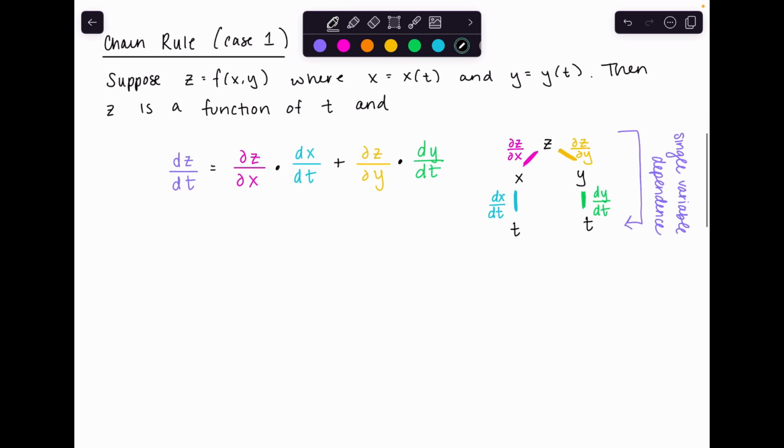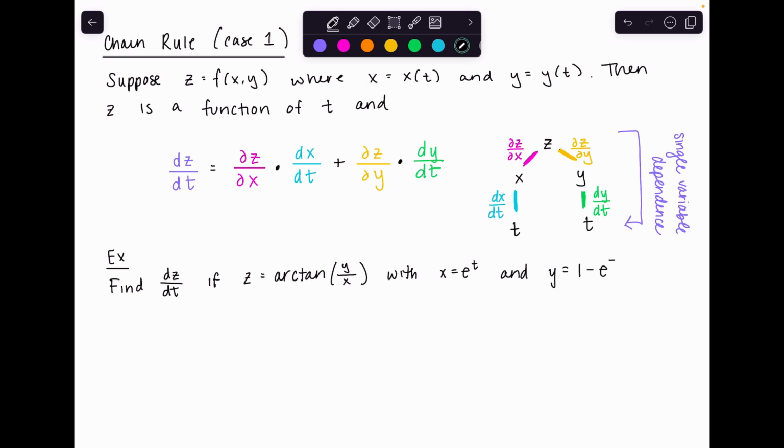So let's try an example. Let's find dz/dt if z is arctangent of y over x, with x equaling e to the t and y equaling 1 minus e to the negative t.